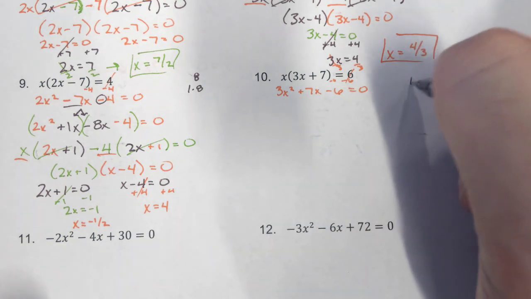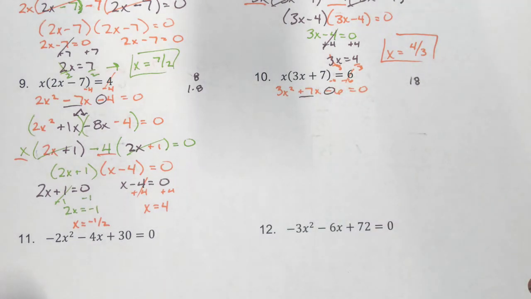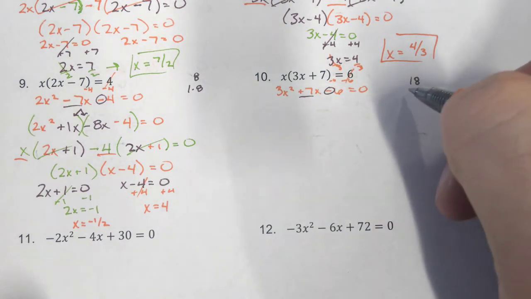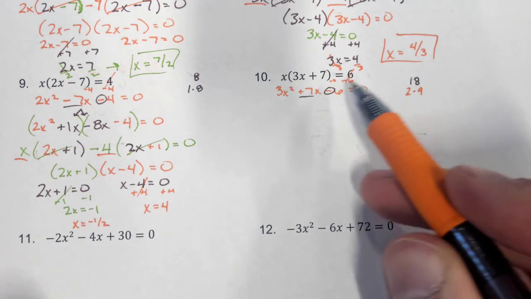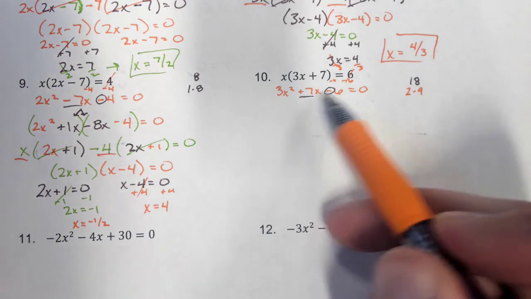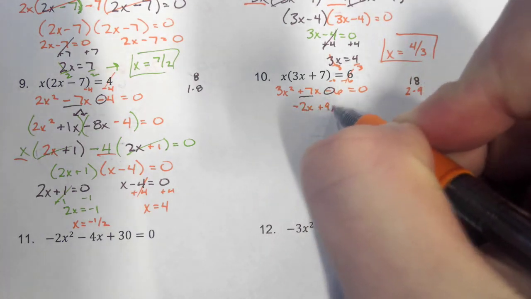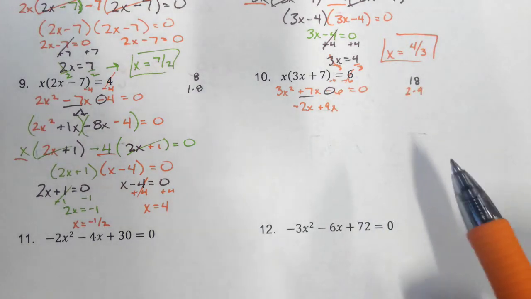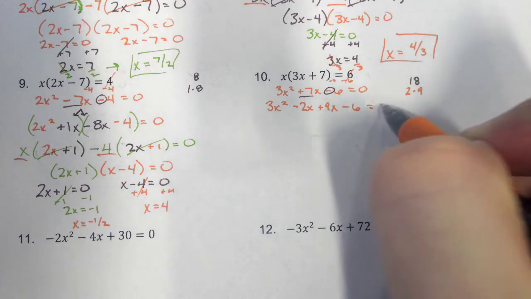3 times 6 is 18. We're looking at the factors of 18 that subtract to 7. Hopefully you're thinking of 2 times 9. 2 and 9 subtract to 7. It needs to be a positive 7, so that would be a negative 2x and a positive 9x. The other things get rewritten. 3x squared minus 6 equals 0.